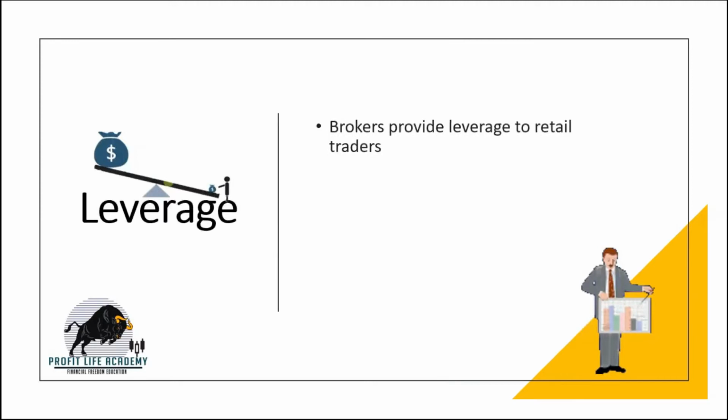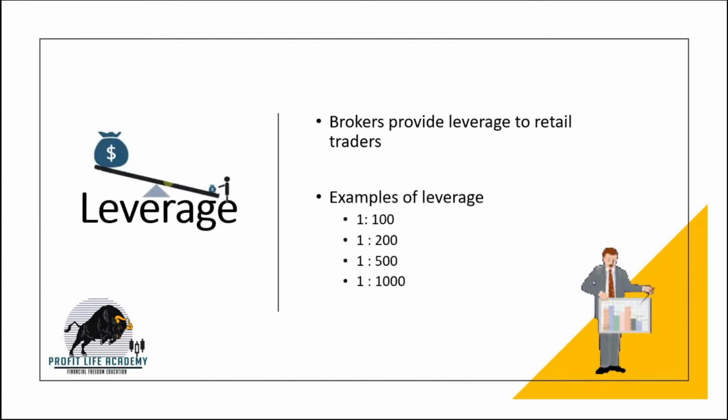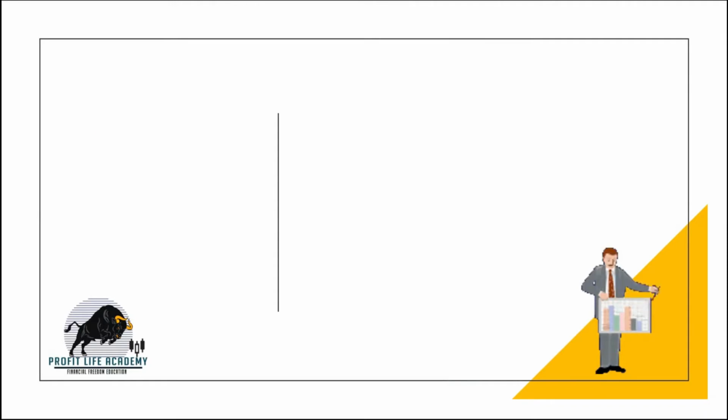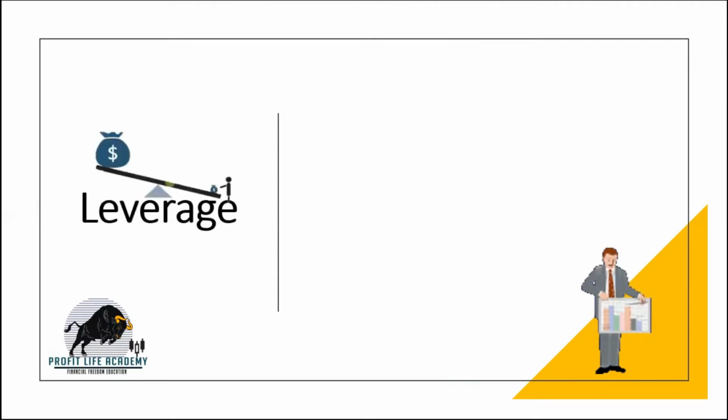So in trading, brokers, which are your middlemen, provide leverage to retail traders, right? So these are examples of leverages provided by brokers. You have 1:100, 1:200, 1:500, and 1:1,000, right? So there are different types of leverages offered by different types of brokers. So now let's get to how actually these leverages work.